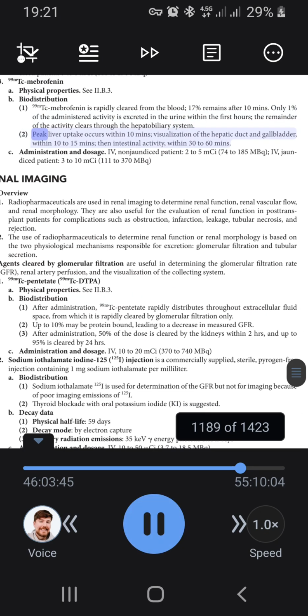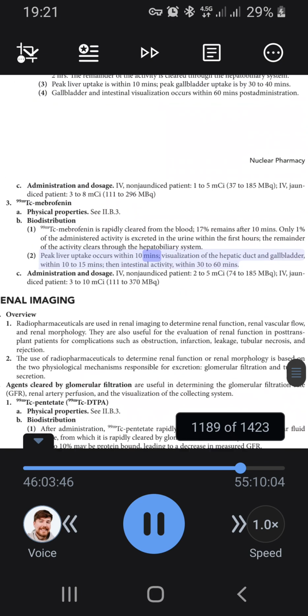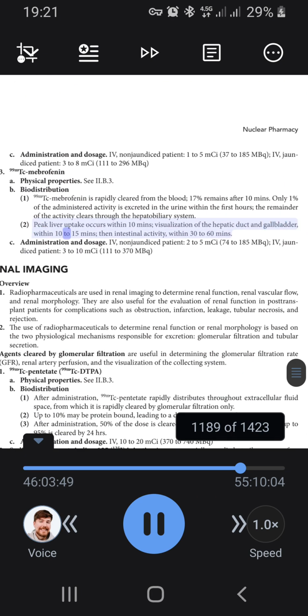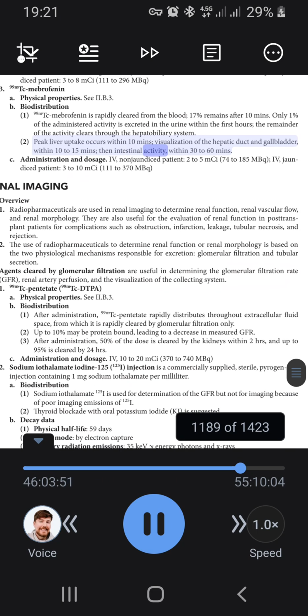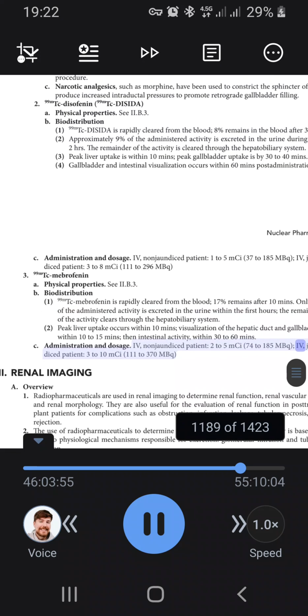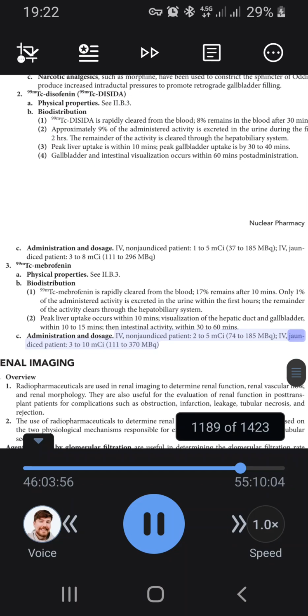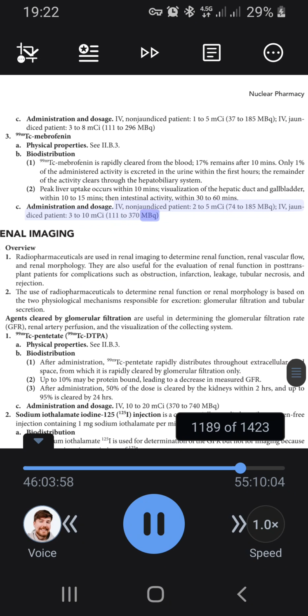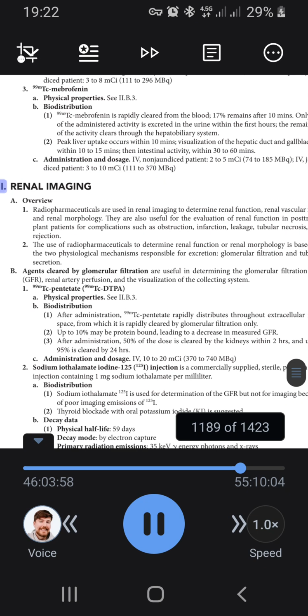2. Peak liver uptake occurs within 10 mins. Visualization of the hepatic duct and gallbladder within 10 to 15 mins, then intestinal activity within 30 to 60 mins. C. Administration and dosage. IV, non-jaundiced patient, 2 to 5 mCi (74 to 185 MBq). IV, jaundiced patient, 3 to 10 mCi (111 to 370 MBq).